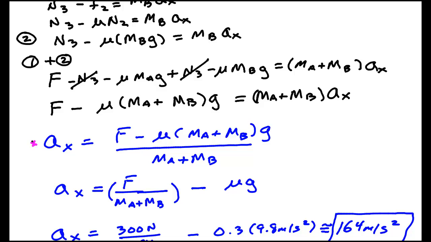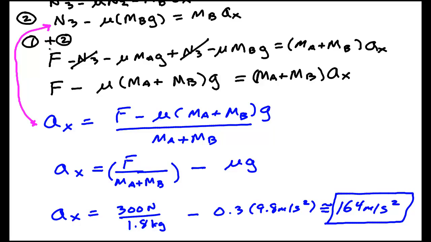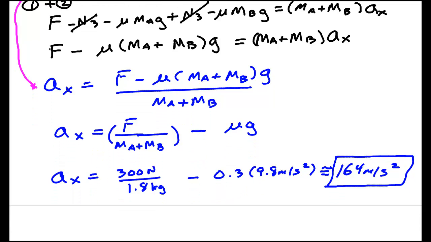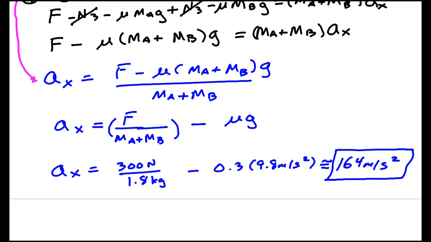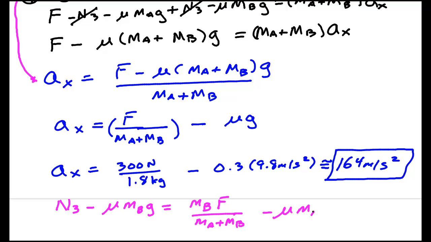and substitute it back into this equation and solve for N3. And that's what I plan to do. So you can see that when I do this, I'm going to have N3 minus mu mbg times mb, and now I'm going to put in the force here, so I've got force over ma plus mb minus mu mbg. Notice I didn't put in numbers again.